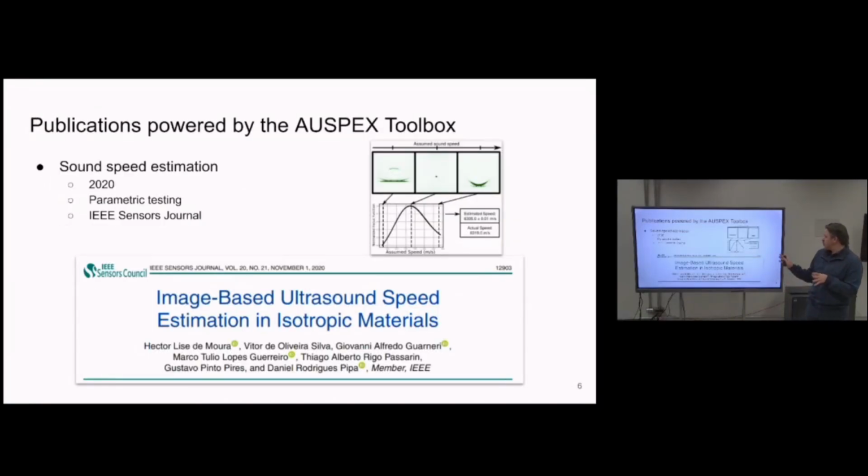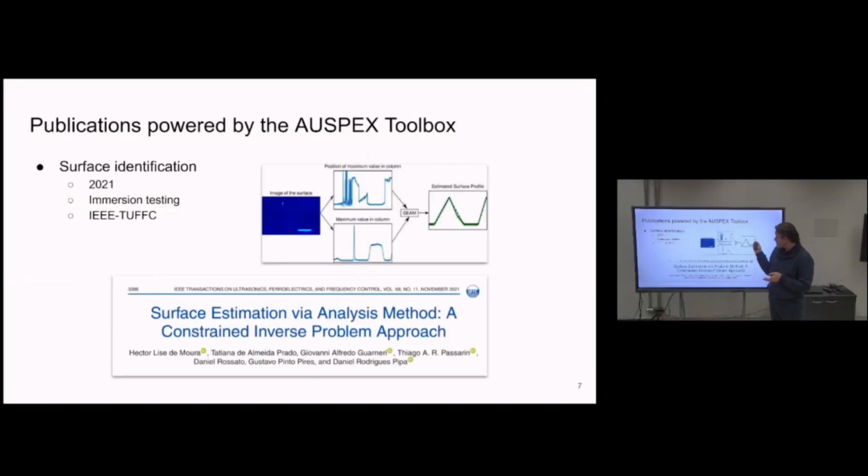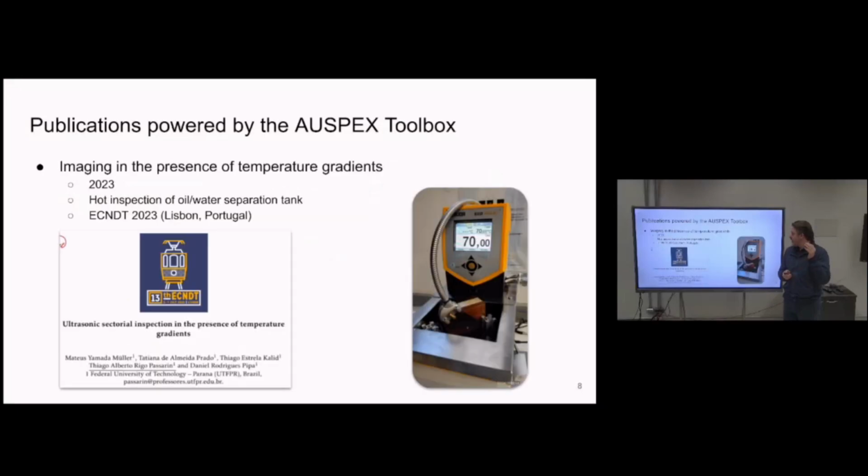So now I'm going to show some papers that we published using that toolbox before the creation of the library. There is this image-based ultrasound speed estimation method which used the TFM implementation and the procedures for reading data from Panther. The surface identification method that we published in 2021 also used our set of procedures.